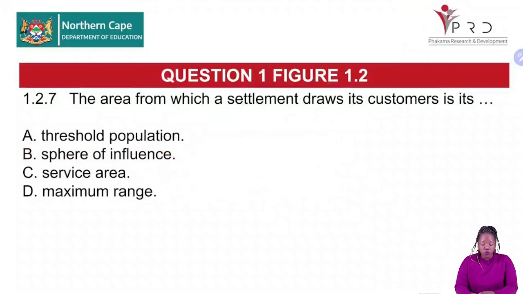Then we're moving to question number 7. The area from which a settlement draws its customer, it is. So again, this is a definition. Then we are looking at option A up until option D for 1 minute, and then after 1 minute, we will be able to discuss the correction.